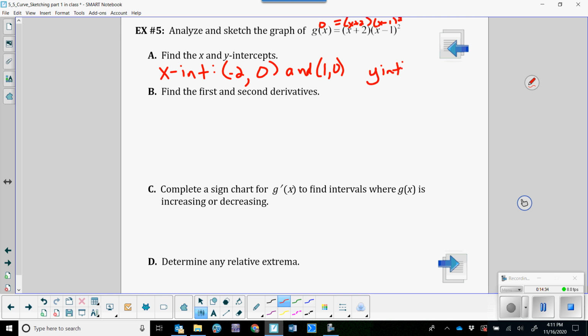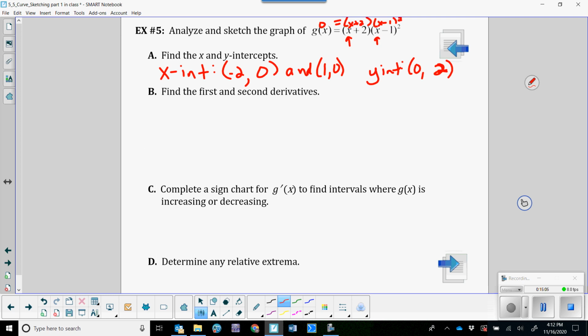Y-intercepts, we set x equal to 0, so that means you're just plugging in 0 here and here. So if I plug in 0 in both places, I'm going to have 2 on this one, and then I'm going to have 0 minus 1, which is -1, but it's squared, so that's a 1, so I'm just going to get 2. So x is 0 and y is positive 2, sorry. Positive 2. The negative 1 part didn't do anything, okay?